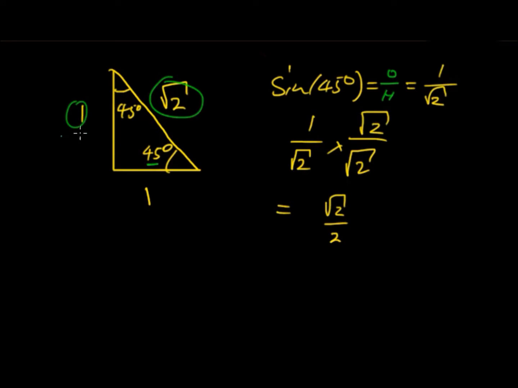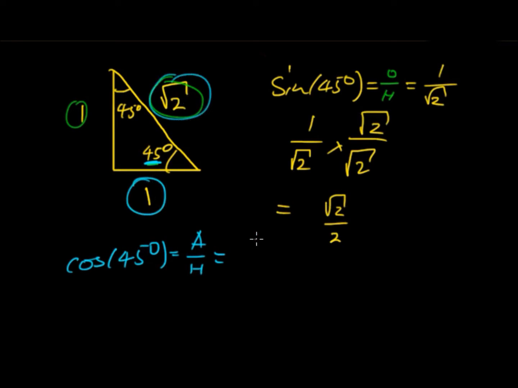So what about cos? If we look here, cos 45 degrees is equal to adjacent over hypotenuse. This is equal to 1 over root 2. So it's the exact same value, and that is equal to root 2 on 2. So sine 45 and cos 45 degrees are equal.